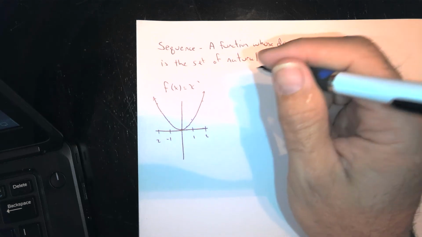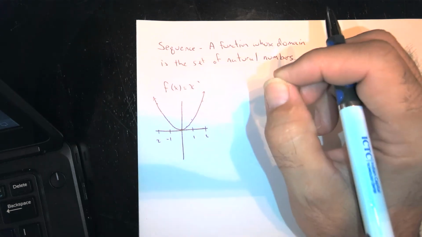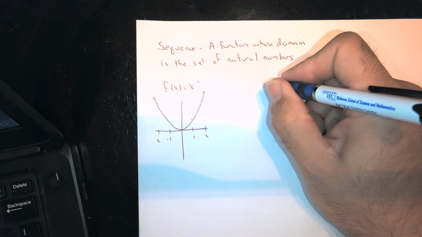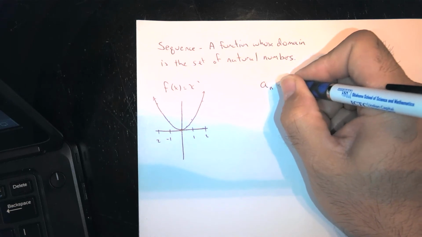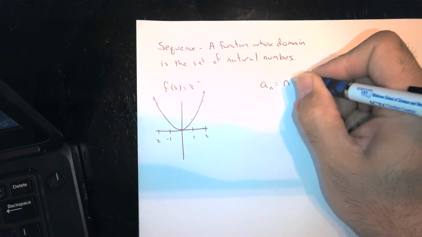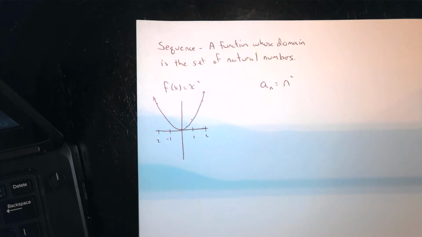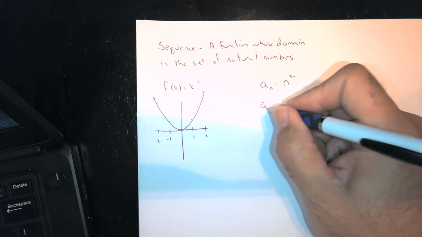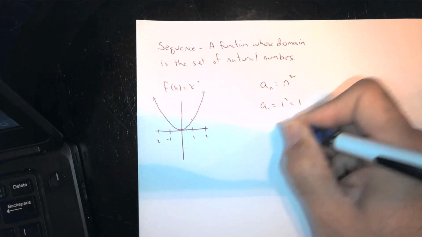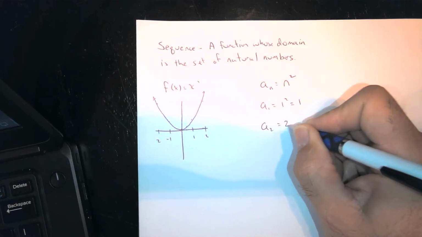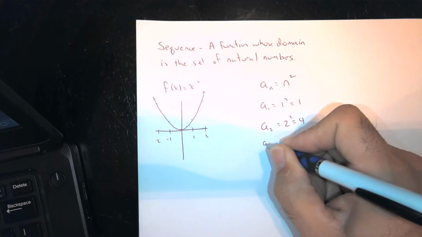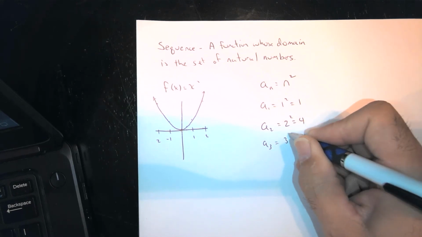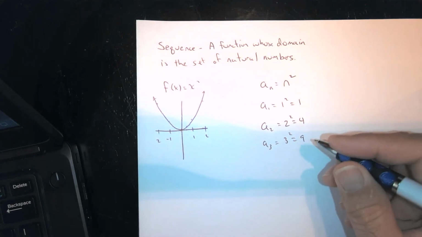Now, when we're dealing with sequences, traditionally the letters at the beginning of the alphabet are used for sequences. So let's take a look at this same sequence. a sub n is equal to n squared, and a sub 1 is going to be 1 squared, which is 1. a sub 2 is equal to 2 squared, which is 4. a sub 3 is equal to 3 squared, which is 9, and so on and so forth.